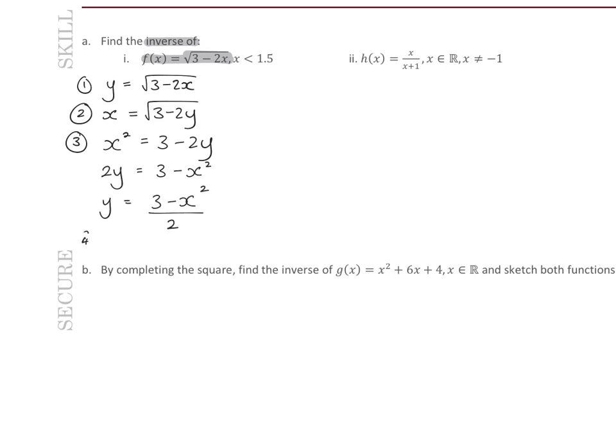And then finally, step number 4, we rewrite as the inverse. So that is our answer.